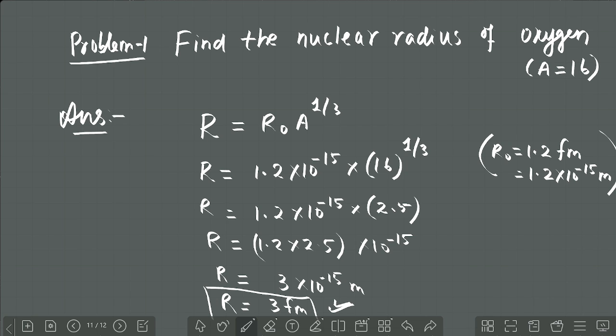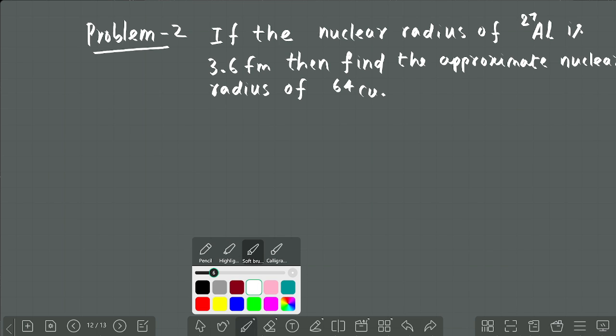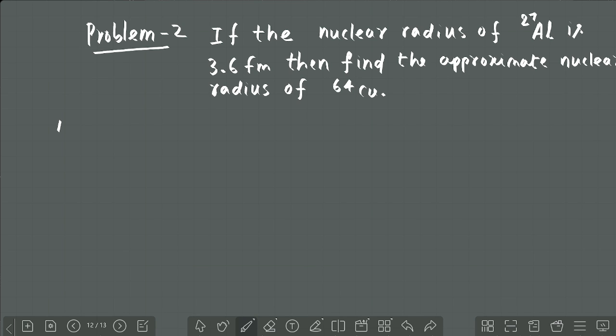Now come to the next problem. Here one question is given: if the nuclear radius of aluminum 27 is 3.6 fermi, FM means fermi, femtometer, then find the approximate nuclear radius of copper 64. Yes or no? Now all of you listen carefully here.